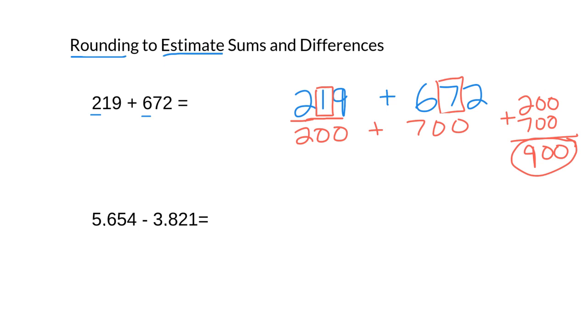So this is what we want to do today. But let's see how close we got. So 219 plus 672. Okay, I need to regroup here. 11. 1 plus 1 is 2, plus 7 is 9. And we have 8. 891 is our actual answer.